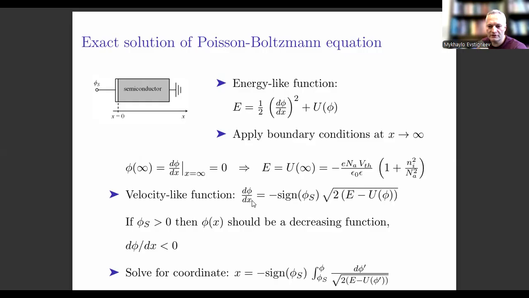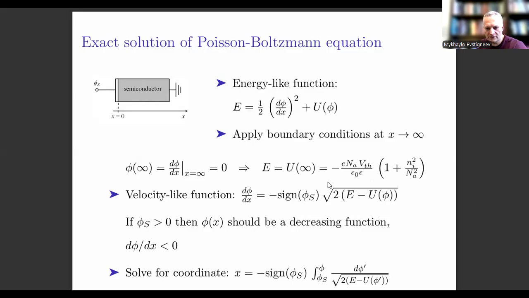On the other hand, if the surface potential is negative, then the potential phi of x must be increasing from the initial negative value to the value 0. So if the surface potential is negative, then d phi by dx must be positive. Hence, I have to multiply the square root with the negative sign of the surface potential.